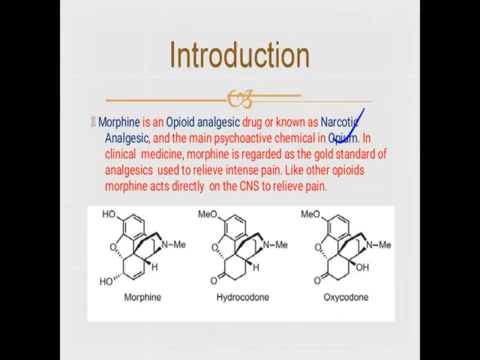Generally, the non-steroidal anti-inflammatory drugs are also useful for relieving pain, but they are useful for relieving moderate pain. But morphine, the opioid analgesic, is useful for relieving intense pain. They directly act on the central nervous system to relieve the pain. Some examples of opioid analgesics are morphine, hydrocodone, and oxycodone.